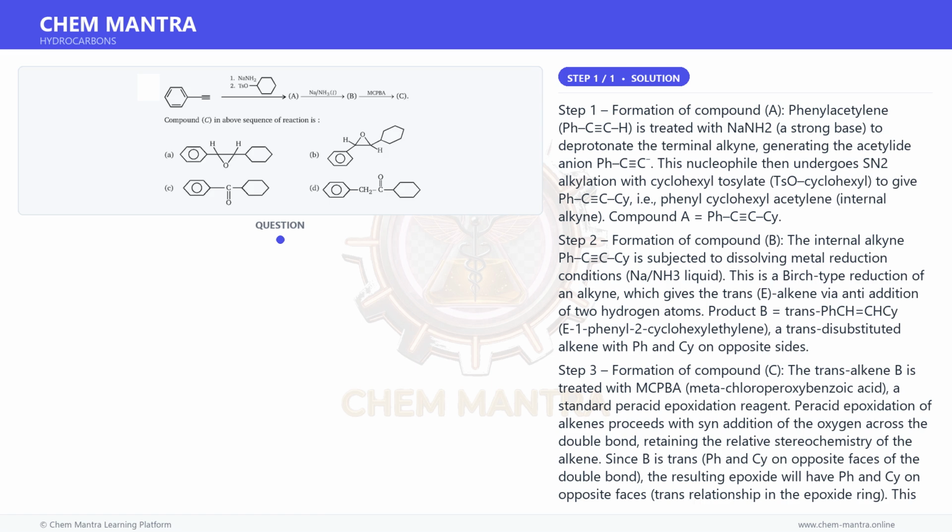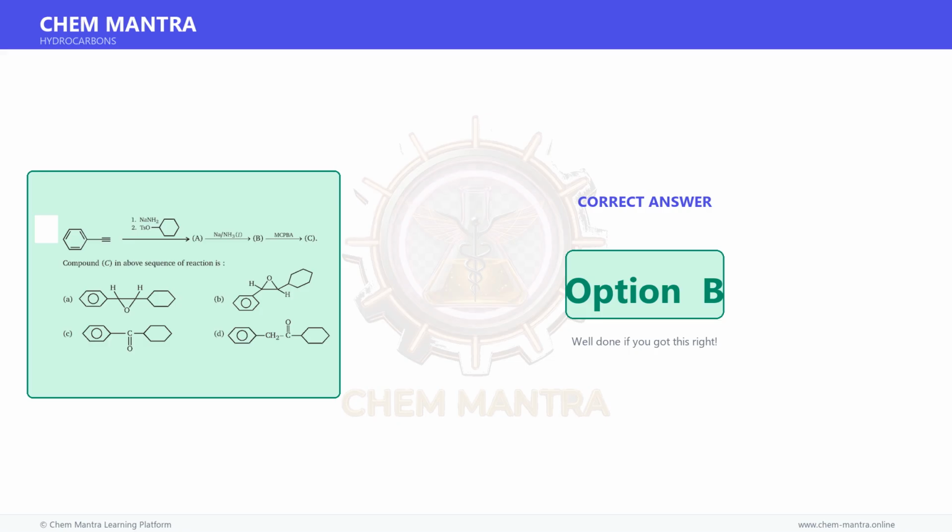Why option C fails? It would require oxidative cleavage or a different reaction pathway, not simple epoxidation. Why option D fails? PhCH2CO-Cy is a ketone product from rearrangement or hydration, not direct epoxidation. Therefore, the correct answer is option B.